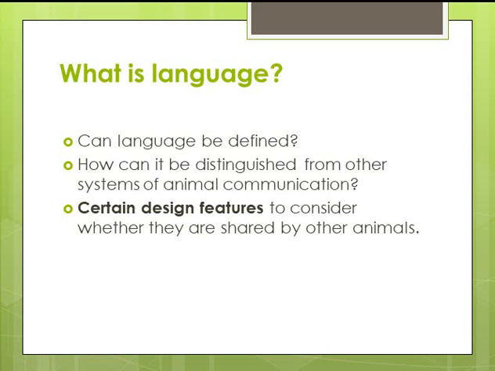Now, the main points of this lecture are: can language be defined? How can it be distinguished from other systems of animal communication? And certain design features, to consider whether they are shared by other animals. So how can we define language? Is there any definition that is accepted by all regarding language, and how is language distinguished from other systems of communication?